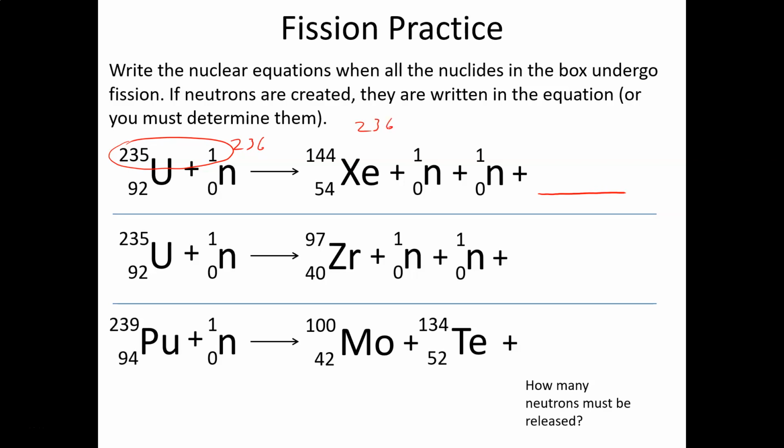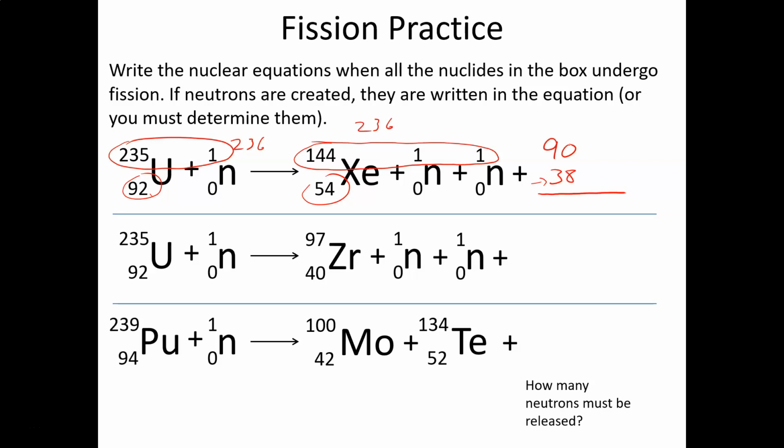Don't have much room there. So if we take this 144 plus 1 plus 1 is 146, and we subtract that from the 236, we're going to get a mass number of 90 for this other element that forms in this reaction. And if we look at our protons here, we have a total of 92 on the reactant side and 54 here, so we need to subtract the 54 from the 92 to see what number is our number of protons, and that's going to be 38.